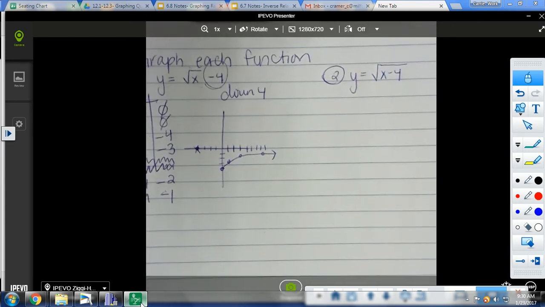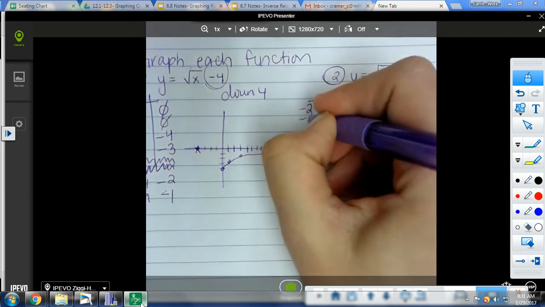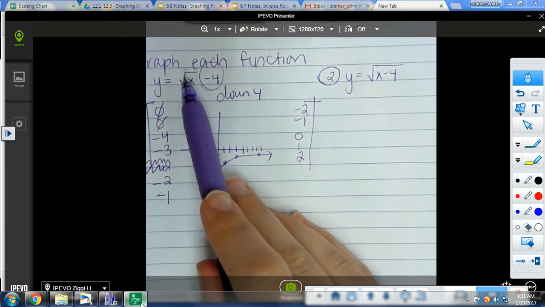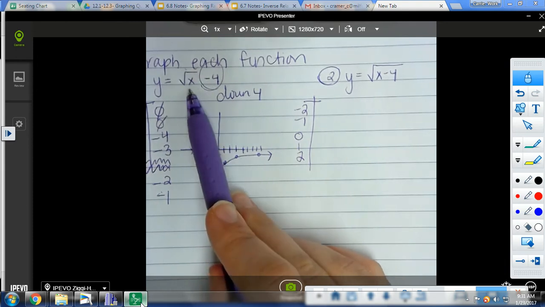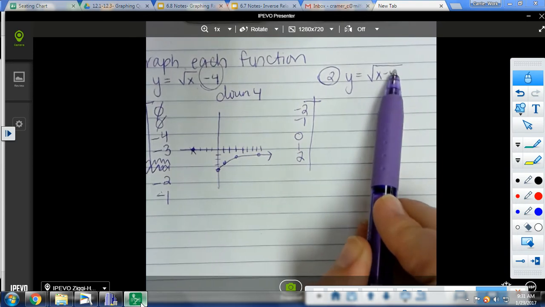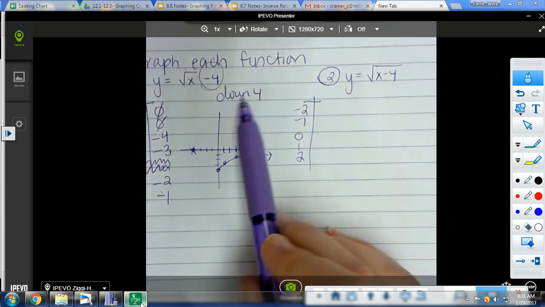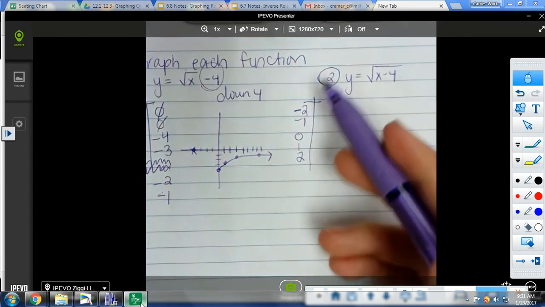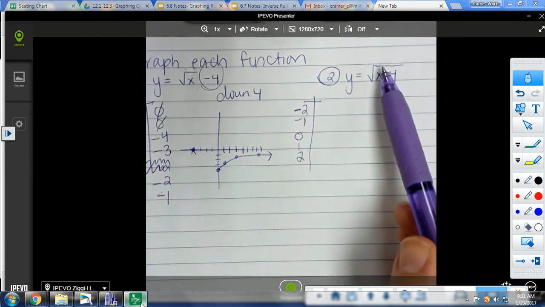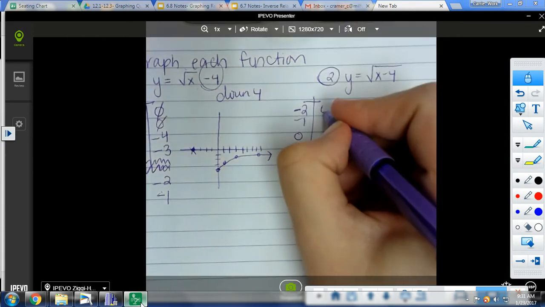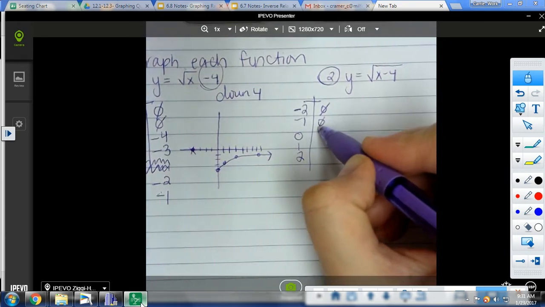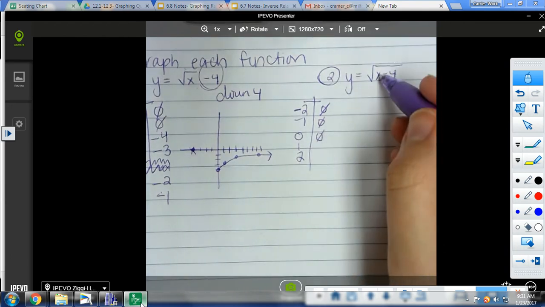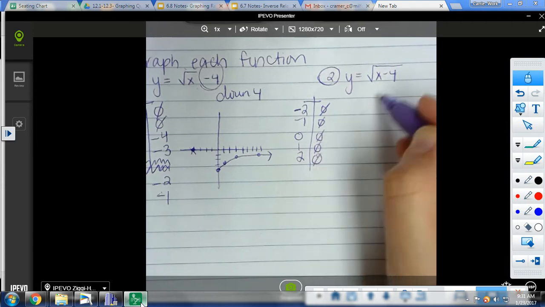Now for number 2, when we plug in -2, -1, 0, 1, 2, we're going to get slightly different answers. This is not the same as this, because here the x is underneath the radical, and here it is not. So it will be a different graph. We still need to try our negatives just to make sure they're not going to work. If we plug in -2, we get -2 minus 4 is -6, so that's not going to work. -1 minus 4 is -5. There is no square root of -5. There's no square root of 0 minus 4, -4.